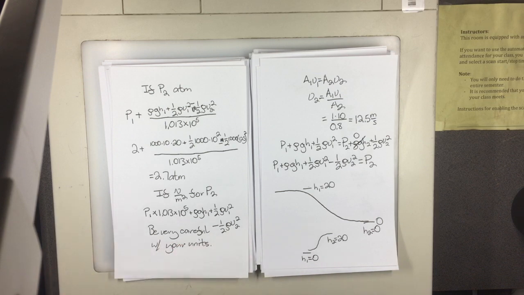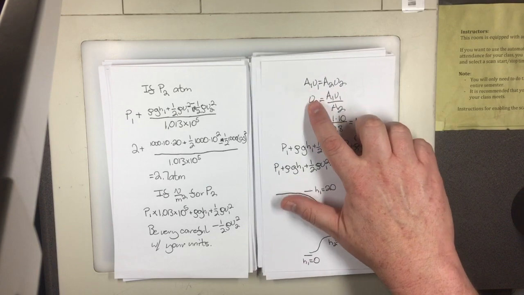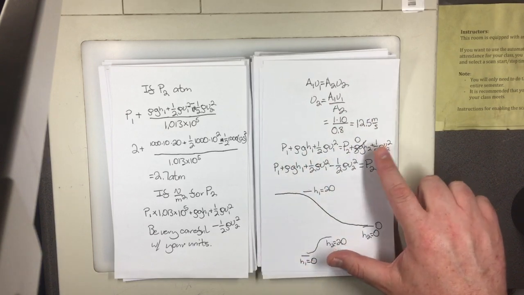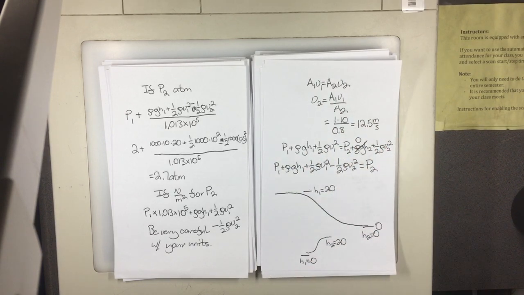You look at that and you go, quit whining. It's just setting up that equation, solve for V2. Set up that equation, solve for P2. Done. Pay attention to your units. It's like two or three lines of algebra, tops.